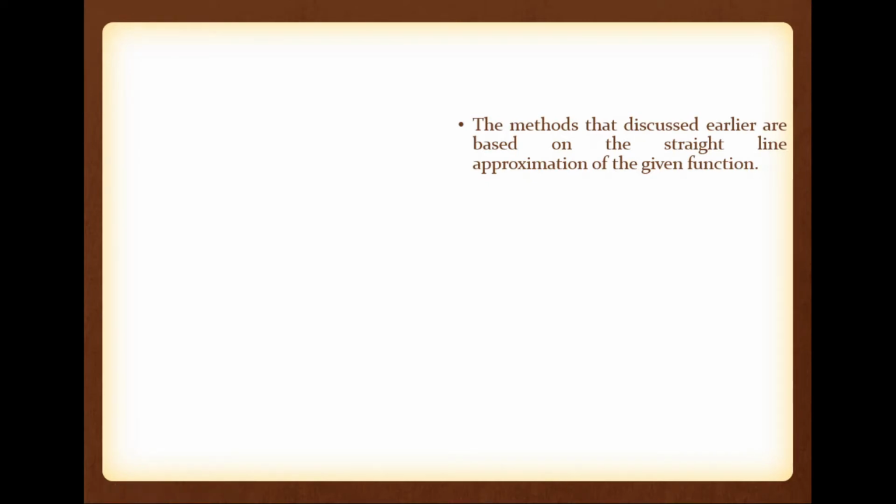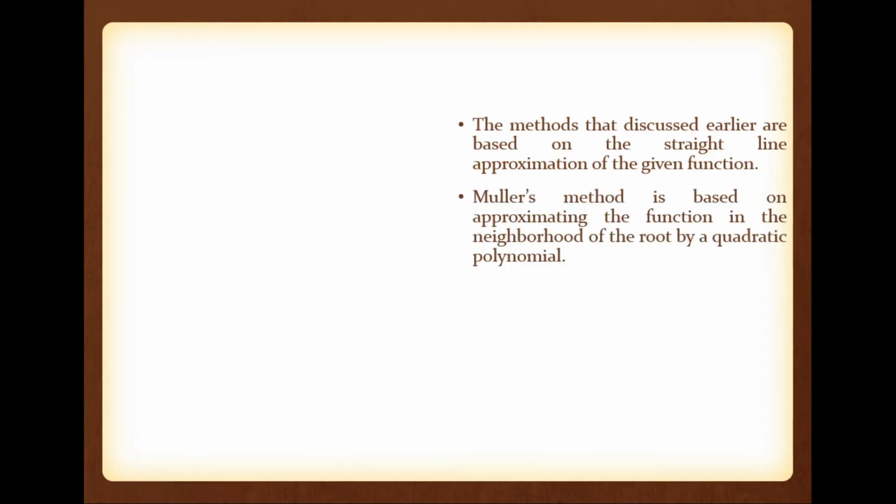And second thing is, in previous methods, except the bisection method, we are approximating the given function as a linear function very near to the root. But here, we are approximating the given function as a quadratic function, that is, a parabolic function. A parabolic function means we are approximating the given function by using a second degree polynomial. So, we require three initial conditions to execute this algorithm.